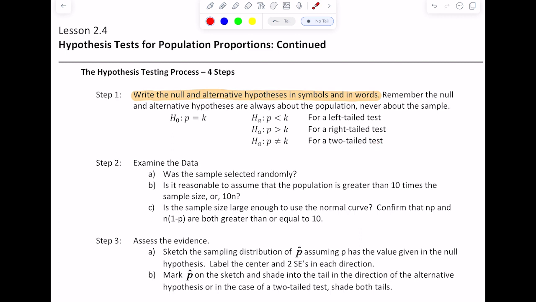Step number 2 is you want to examine the data. Okay, so the 3 steps. Was it random? My 10% rule, is it reasonable to assume that the population is greater than 10 times the sample size, or 10n? And then my success-failure, is the sample size large enough to use the normal curve? So we have to confirm that n times p and n times 1 minus p are both greater than or equal to 10.